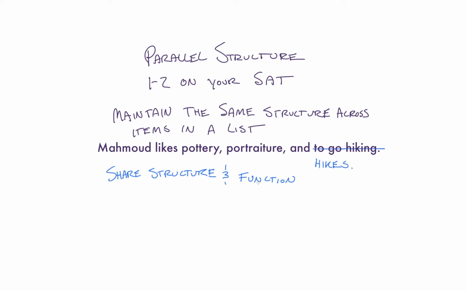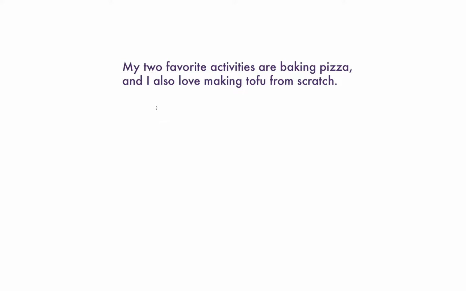The one that always catches me up is lists with phrases and independent clauses. For parallel structure, they need to be all one or all the other. So it's not parallel to say, my 2 favorite activities are baking pizza, and I also love making tofu from scratch, right? Because this is an independent clause, and this is just a phrase. The way to fix this and make it parallel would be to get rid of that comma and remove everything up to making, so we just have 2 verb phrases. My 2 favorite activities are baking pizza and making tofu from scratch.